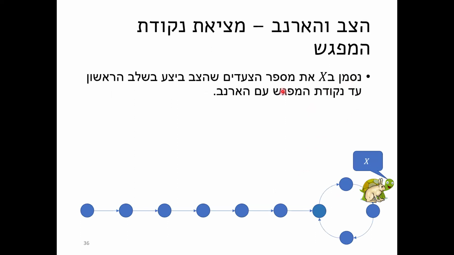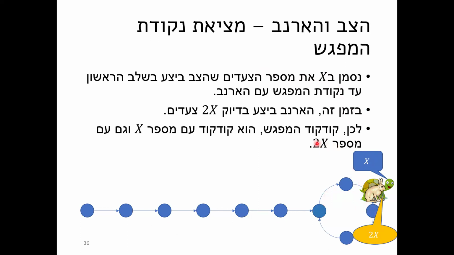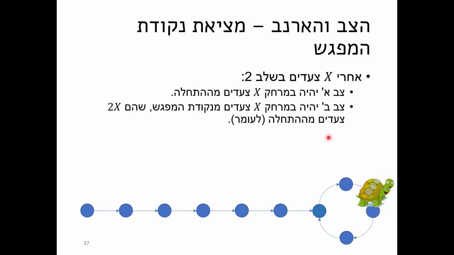Let's denote by x the number of steps that the turtle does in the first stage up until the point where they meet, right? So that's the point where they meet. And the amount of steps that the turtle did is x. So the number of steps that the hare does is 2x, right? Because it always does 2 steps per iteration. If there's x iterations, then the hare did 2x. So therefore this point is x distance from the beginning and also 2x distance from the beginning. Therefore, this point has the number x and also the number 2x, like we just said.